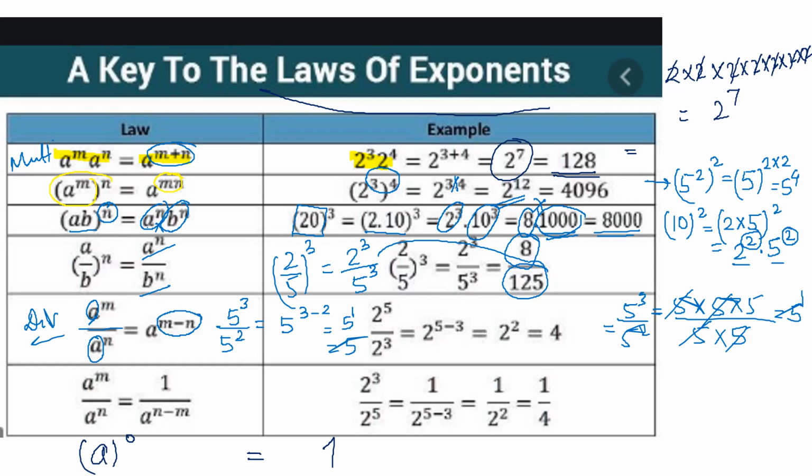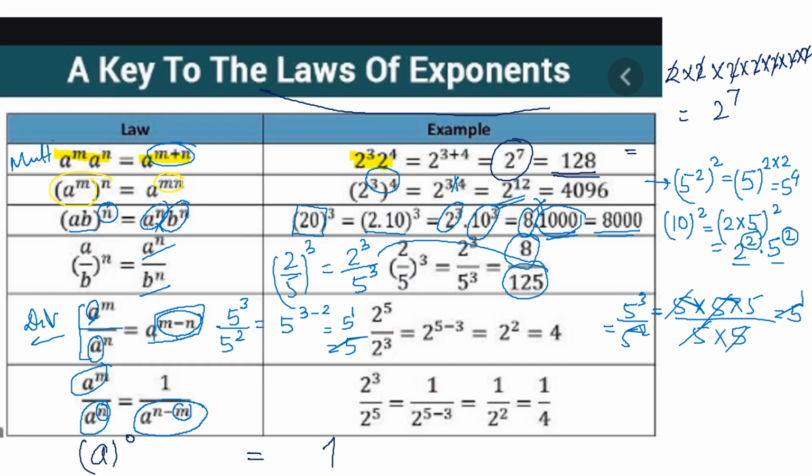Now, a to the power m by a to the power n can be reciprocated as 1 by a to the power n minus m. It means when you are reciprocating, the denominator's power minus the numerator's power is taken. When it was simple division, a to the power m by a to the power n, it was a to the power m minus n.